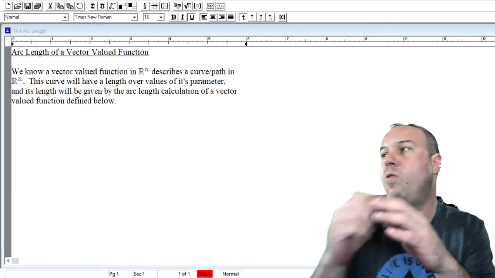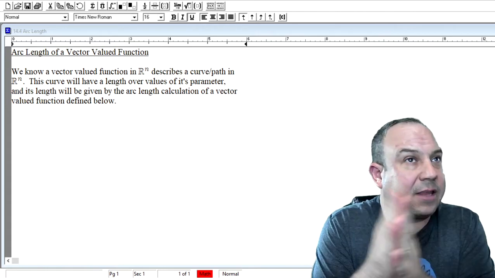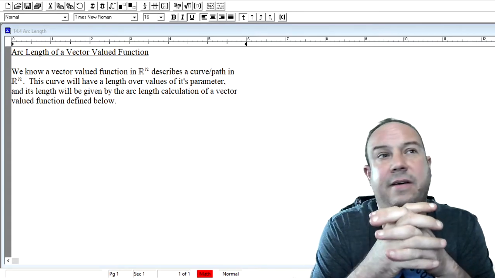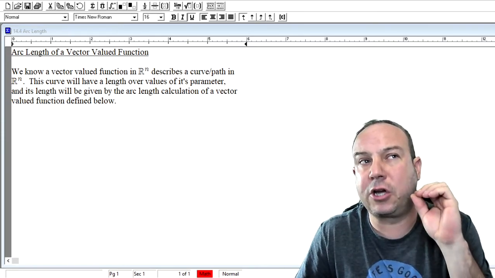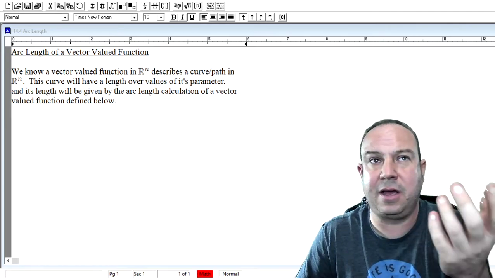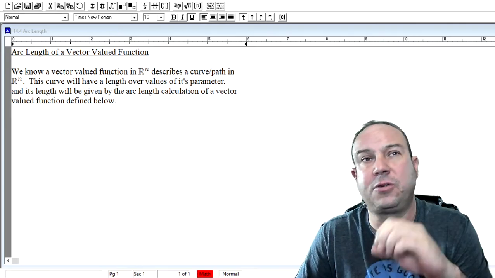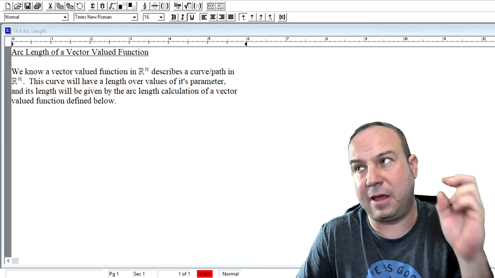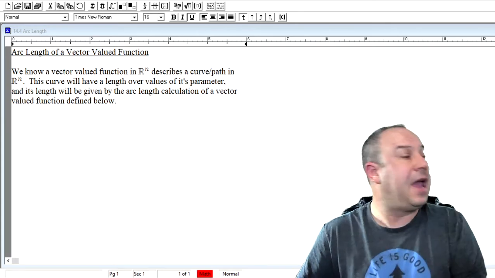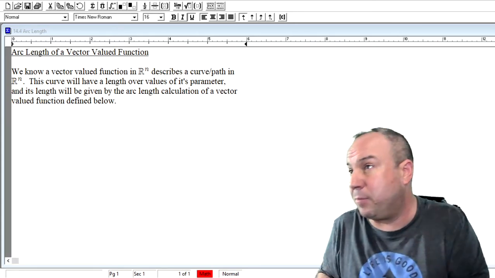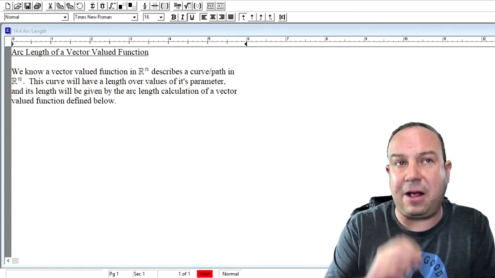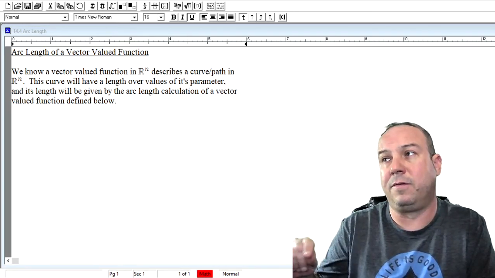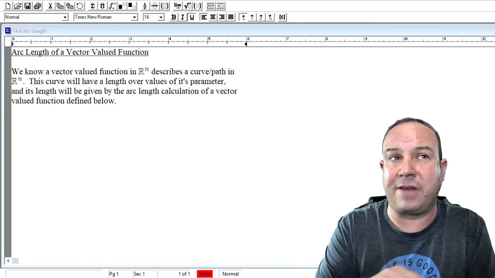But let me bring this over into a view. Here we are talking about the arc length of a vector valued function, and we know for a vector valued function in R sub n that it describes a path or curve in that n-dimensional space, either a regular path or curve in 2 or 3 dimensions, or a hyperpath or curve in 4 dimensions and beyond. And this curve will either have a length or hyperlength associated with it, and we have a way of calculating that scalar value for this length using our vector valued function.